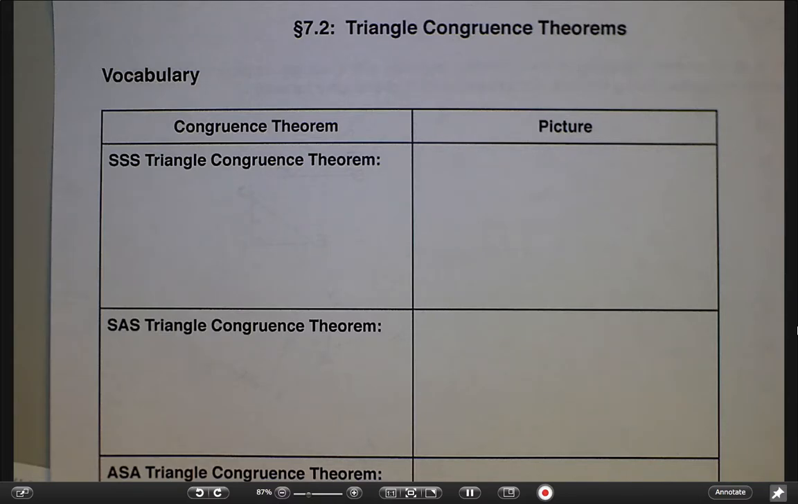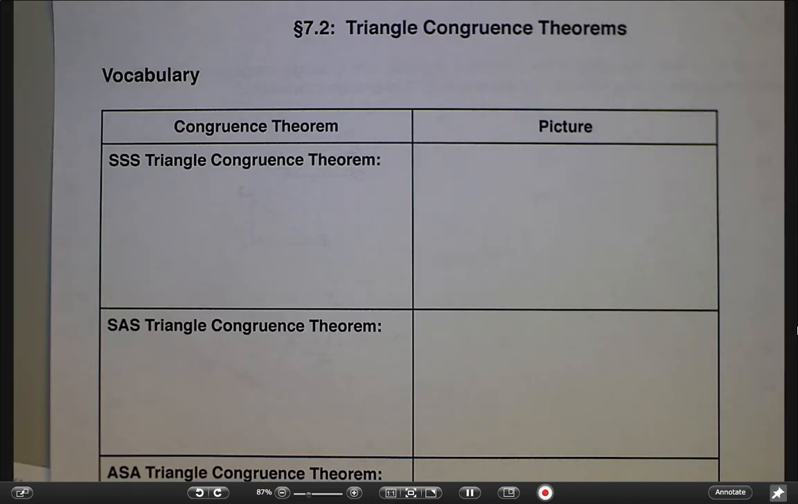Morning. Today we're going to be talking about section 7.2, which is our triangle congruence theorems. So we're going to have 4 theorems that we talk about today, and these are going to become really important next week as we start to move into our triangle proofs. But all 4 of these theorems work in a similar way.